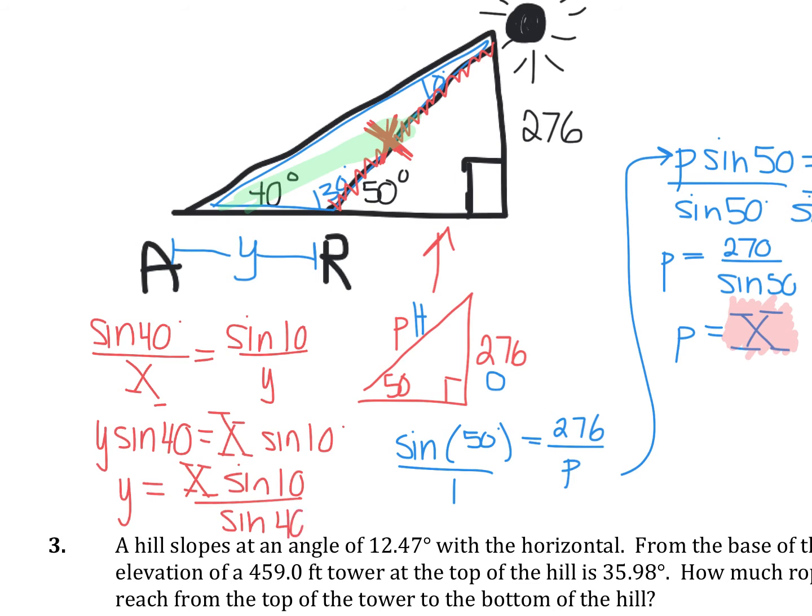On my calculator, I'm going to press X, sine of 10, enter, divided by sine of 40, enter, and I get Y is approximately 95.22 feet. Okay, in the middle of this problem, I thought to myself, oh, there's another way to do this problem. You don't have to use law of sines at all.